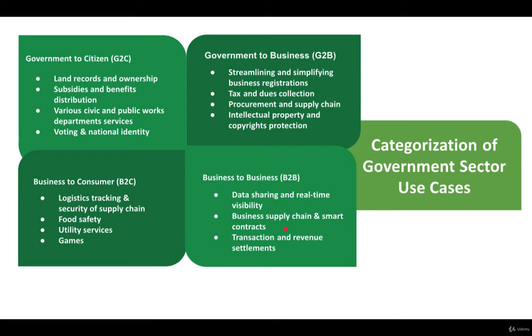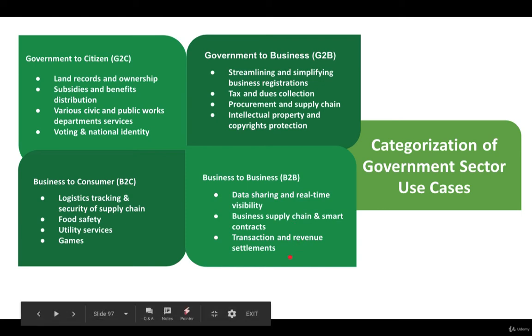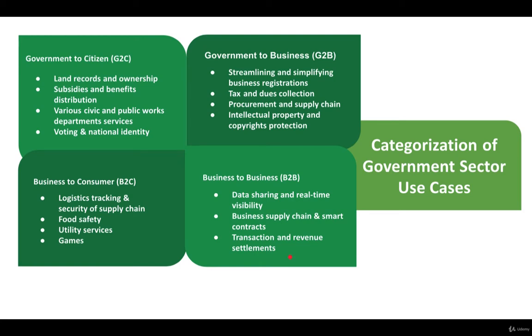Business supply chain can be smoothened and made efficient with the help of smart contracts, and transactions can be done in real time. Transactions and revenue settlements can also be done on the blockchain, so that with smart contracts everything can be automated. So you don't need to have reminders and processes put in place to actually carry out a revenue settlement in a later period of time.